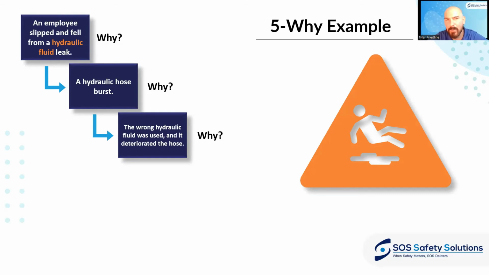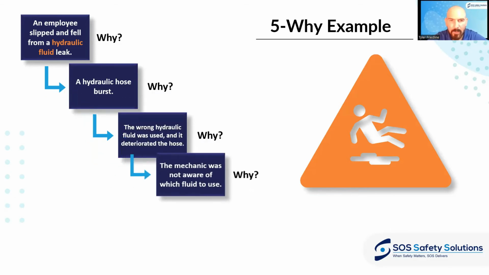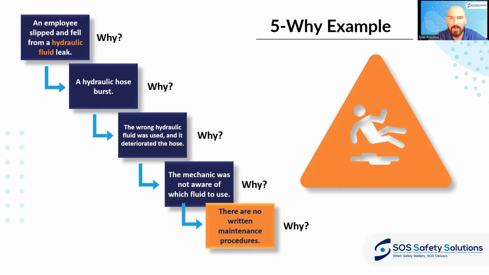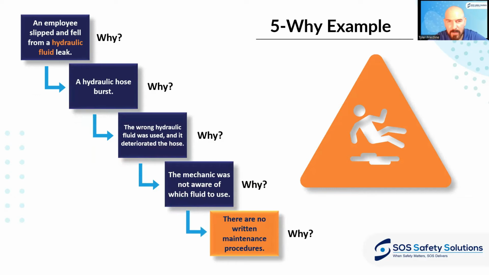You can see the deeper we dig, the better our corrective action is going to be. Okay, but why was the wrong fluid used? The mechanic wasn't aware, gets into the training again, but why was the mechanic not aware? We don't have any written maintenance procedures, right? So there we're truly getting to the root cause of a system-related reason. We started with the unsafe condition of the fluid on the floor, and we arrived at a management system issue. There are no written maintenance procedures, right?